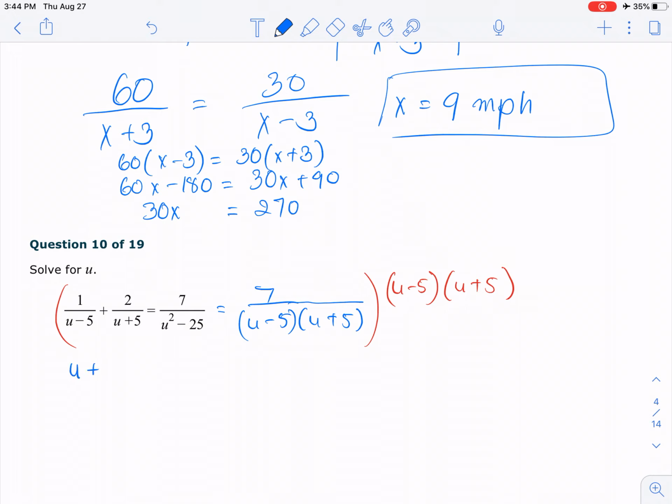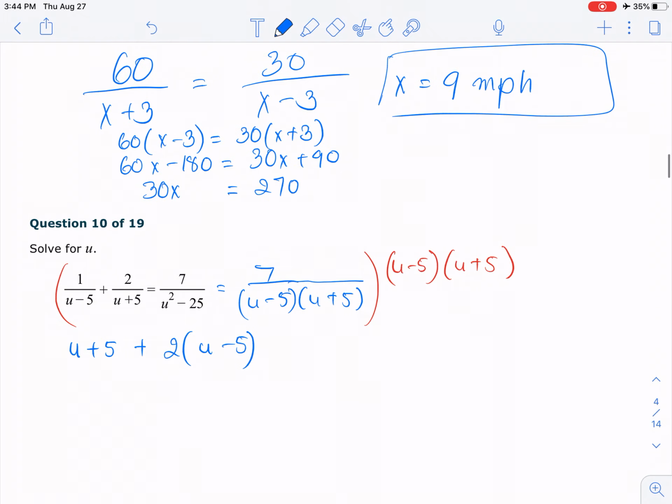By the way, when you multiply the LCD and you still have the denominator, that means something is wrong. So your LCD is wrong, or your calculation is wrong. So the second fraction, u plus 5 cancels out, so I ended up with u minus 5. And the last one, I have just 7. Now the problem got so much easier. It's just linear.